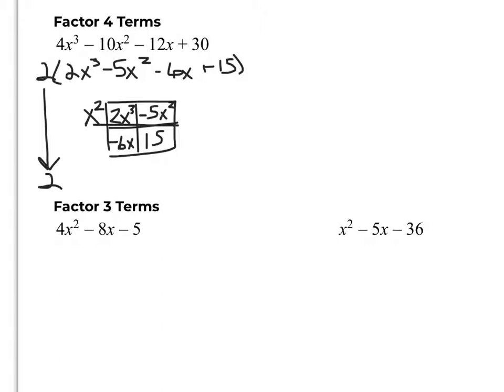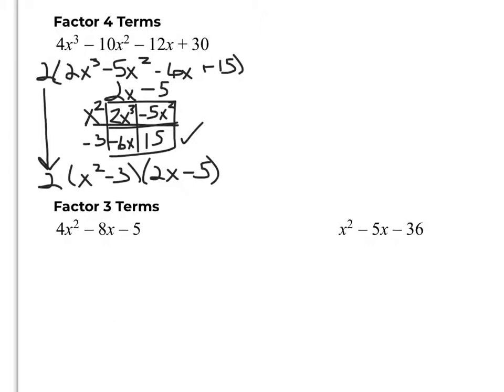What times x squared is 2x cubed? 2x. What times x squared is negative 5x squared? Negative 5. What times 2x is negative 6x? Negative 3. And we check our last box. Negative 3 times negative 5 is 15. So x squared minus 3 times 2x minus 5.